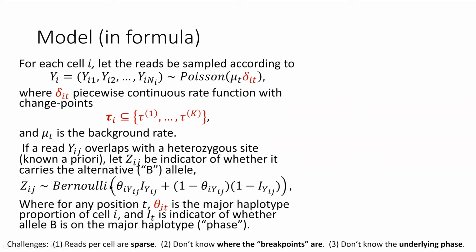It depends on whether the B allele falls on the major haplotype, and it also depends on whether the major haplotype is amplified, or what copy number it is. So whether it's a 1-2 ratio or 3-1 ratio or whatever. Theta is the underlying major haplotype proportion that we want to estimate, and I is a nuisance, underlying coin flip of whether the blue or the red haplotype the B allele fell on. So our parameters of interest are theta and delta.